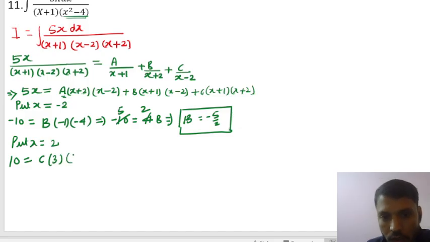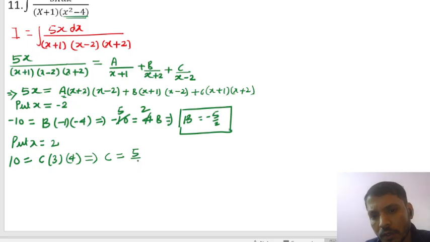And 2 plus 2, it is 4. That means from here we can say C is nothing but, here we can cancel the 10 and 4 also, or it is 10 by 12. That means we can say 5 by 6. 10 by 12, I am writing in the simplest form. So this is our C.